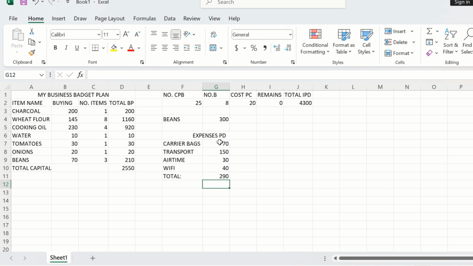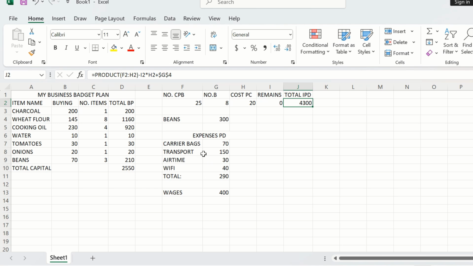Okay, then away from that, assuming that you have employees, so that means that you'll give them some wages. So assuming you just give them 400 bob, you give him or her 400 shillings. So that means the total income per day. Okay, so these are just other expenses.